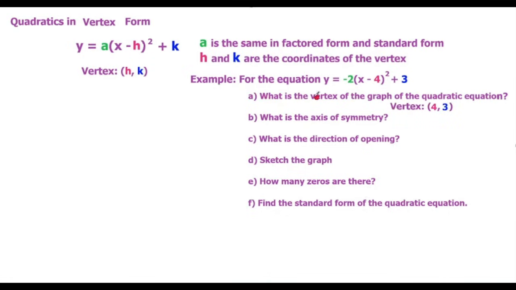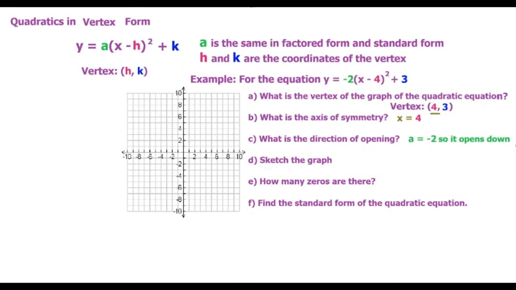So the first question, what's the vertex of the graph? Well, it's (4, 3), because for this one, H is 4 and K is 3. The axis of symmetry is the x portion of the vertex, so x equals 4. What is the direction of opening? Because A is negative, it's -2, so our parabola is going to open downwards.